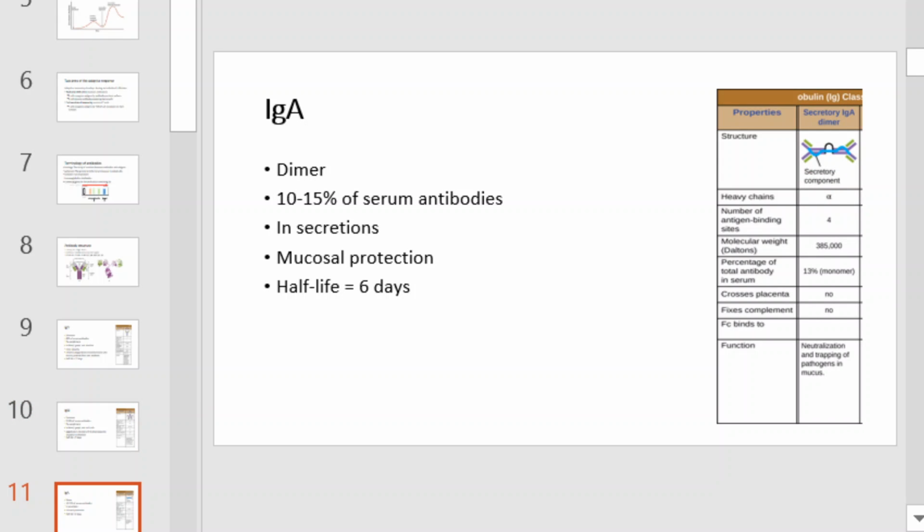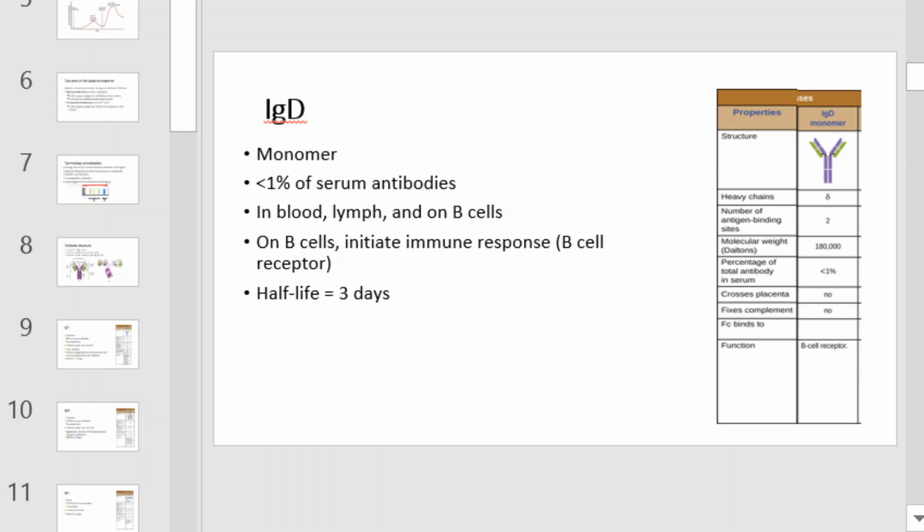This is IgA, which is a dimer, making up 10 to 15% of serum antibodies. It's found in secretions, provides mucosal protection, and has a half-life of 6 days. This is IgD, which is a monomer, making up less than 1% of serum. It's found in blood, lymph, and on B cells. On B cells, it can initiate the immune response and behave as a B cell receptor. It has a half-life of 3 days.